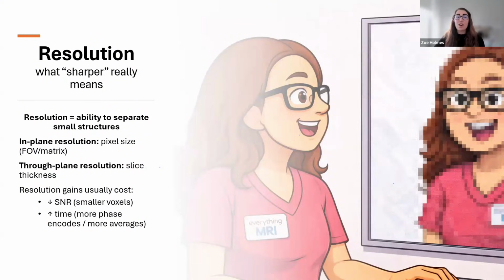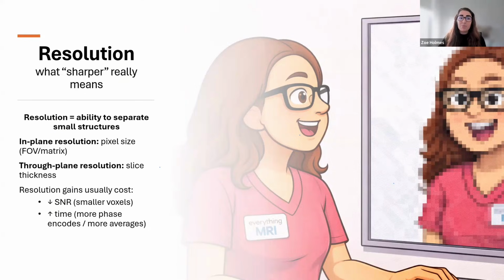Last one of that corner of that triangle is our resolution. So what does sharper actually mean? When someone says make it sharper, clarify what that means. Do they want sharper edges in plane? Do they want thinner slices through plane? Or do they want both? Sometimes it can be really hard understanding what someone is wanting from your images. So get them to make it clear what they need from you and what they're trying to communicate to you, what they want to understand and what they want.